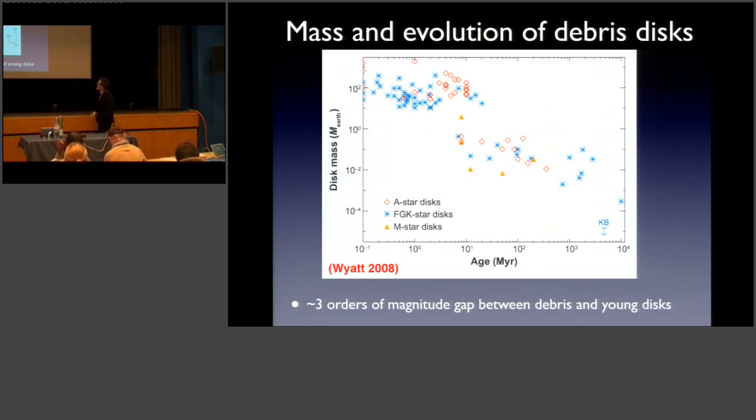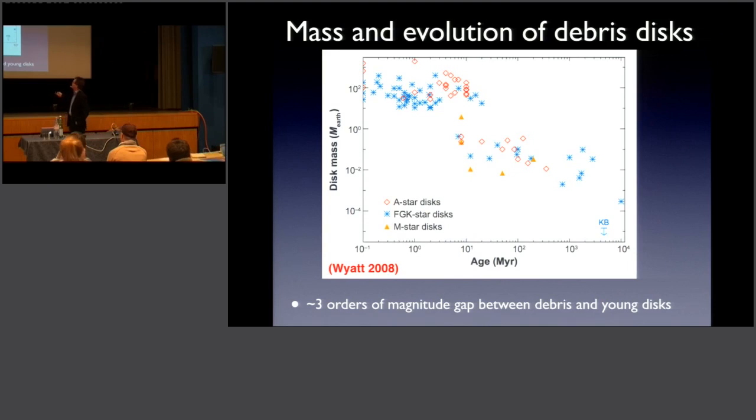So the classical disks, the ones that we have been discussing so far, have masses in this unit. This is mass of dust, okay? So in these units they are hundreds of Earth masses, and then these debris disks fall down by almost 3 orders of magnitude, essentially immediately, okay? So there is a big difference between the two.